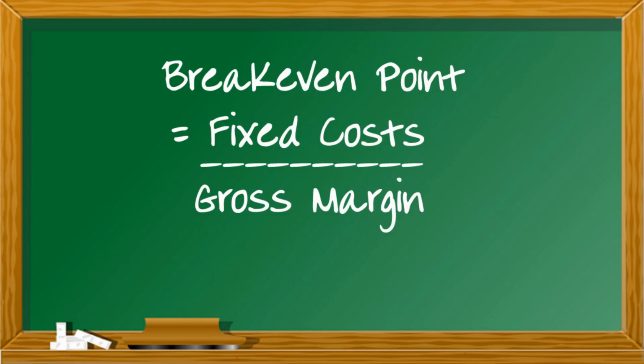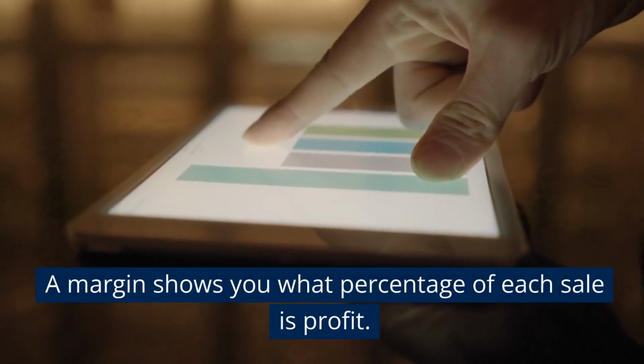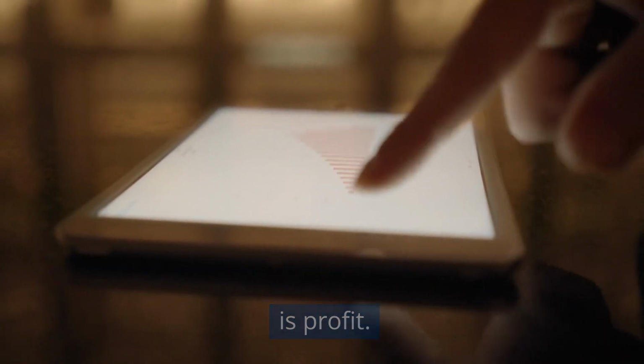Without overcomplicating this, your overall break-even point is calculated by dividing your fixed costs by your gross profit margin. For example, if your fixed costs or expenses are $10,000 and your gross margin is 60%, then the sales you need to make to break even are $16,666.